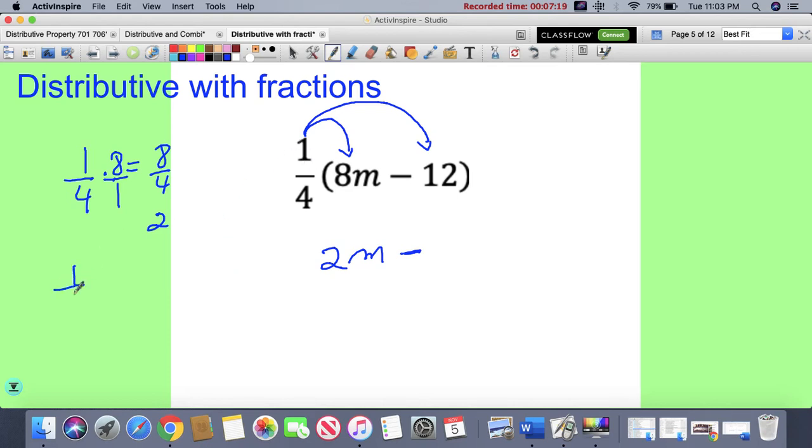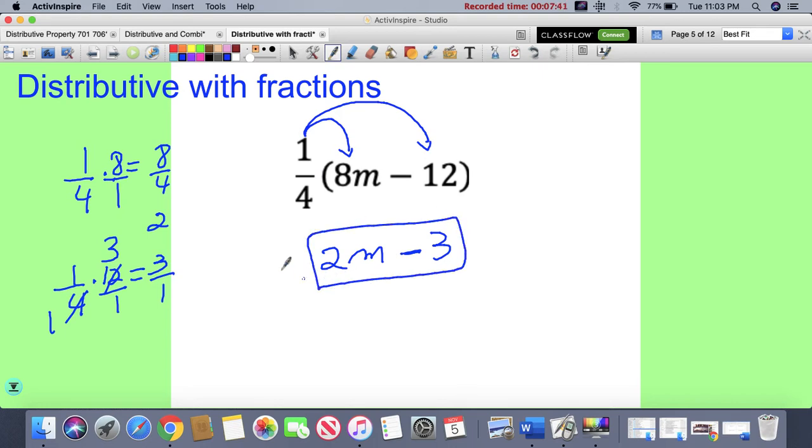And 1/4 times 12, again, you can multiply. In this one, I'm going to simplify before I multiply. So 4 divided by 4 is 1, 12 divided by 4 is 3. So on the top, I get 1 times 3, which is 3. At the bottom, I get 1 times 1, which is 1. And 3 over 1 is just 3. So 1/4 times 12 is just 3.